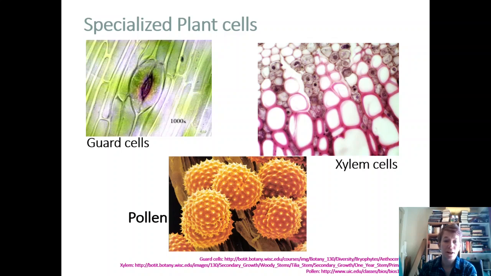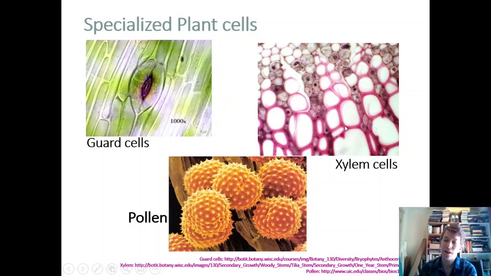And here are some specialized plant cells. Guard cells are on the bottom of the leaf, and they have this little hole between them where O2 and CO2 can go in and out of the leaf. And on really hot days, they can swell up and close the hole so that the plant doesn't have water evaporating out of it.